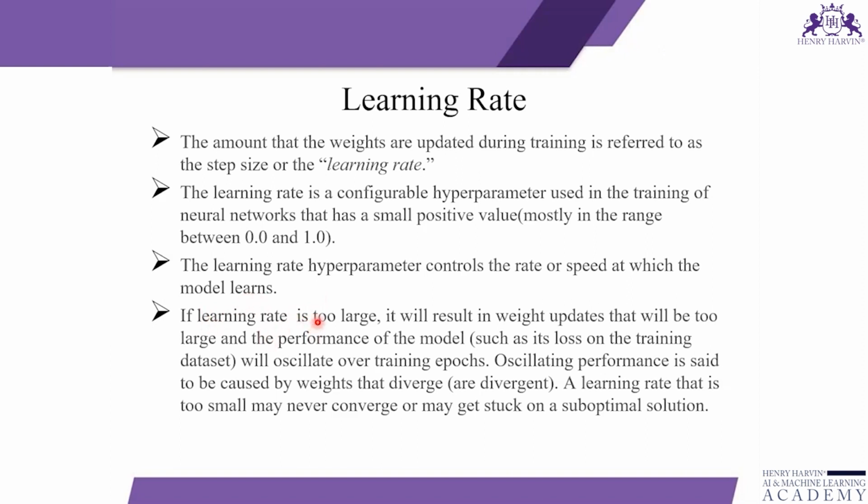If the learning rate is too large, it will result in weight updates that will be too large, and the performance of the model will oscillate over training epochs. Oscillating performance is said to be caused by weights that diverge. A learning rate that is too small may never converge or may get stuck on a suboptimal solution.